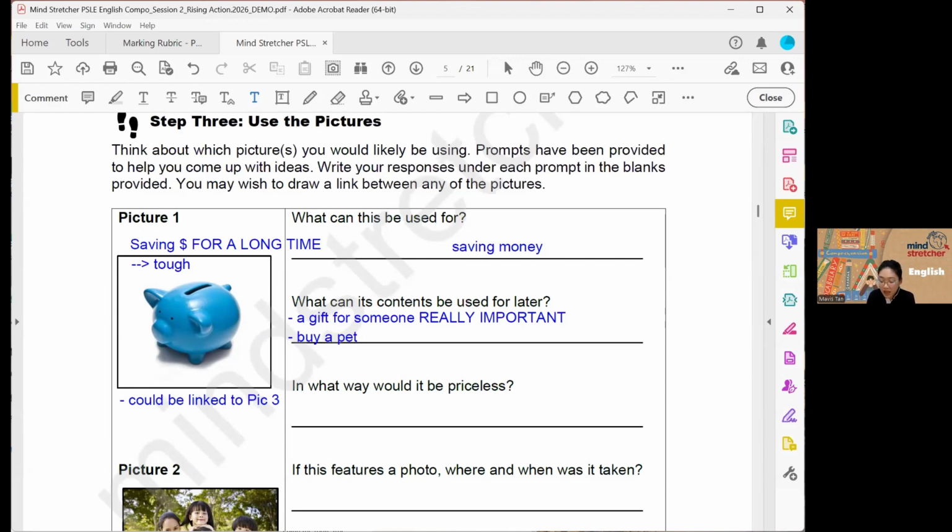Possible. Could the money be used for a vacation or an outing? That's a rare opportunity. Your family has never traveled before. You have never gone out of Singapore before, for example. Then saving up to go on this outing or vacation could be really rare.